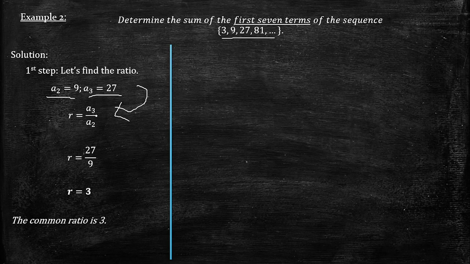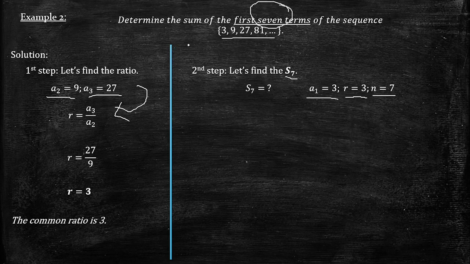Then after finding the common ratio, let's find the partial sum of the first 7 terms or the S of 7. So S of 7 is equals to blank or question mark. Siya yung missing natin. Then let's find the value of A sub 1. So A sub 1 is equals to 3. The common ratio na sinolve pa lang natin, ratio is equals to 3. Then the n is equals to 7 kasi kailangan natin the sum of the first 7 terms. Kaya n is equals to 7.